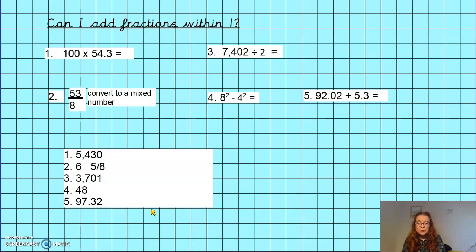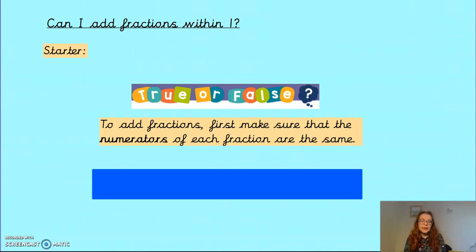Here we go. I hope you managed to find out that this is 6 wholes and 5 eighths. So that's 6 wholes and 5 eighths is your mixed number. Okay, and number 4, your answer should have been 48, which is 8 times 8, 8 squared, which is 64. Take away 4 times 4, which is 16, and that gives you 48. Well done, guys. Okay, let's start with a true or false.